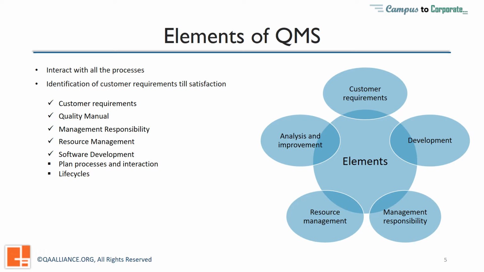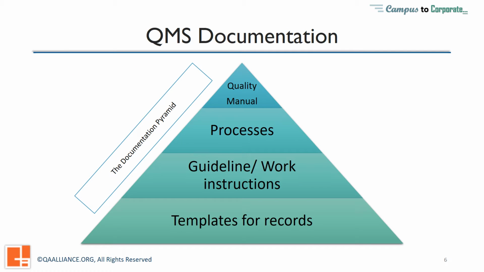Analysis and improvement. Any organization needs to assess its performance on a regular basis. Assessment should be based on facts, and to establish facts measurements are taken and they should be representative of the processes as well as product performance. These measures should be analyzed, and if there are findings and scope of improvement, corrective and preventive action need to be taken as appropriate. Let's move and see how QMS documentation is structured.